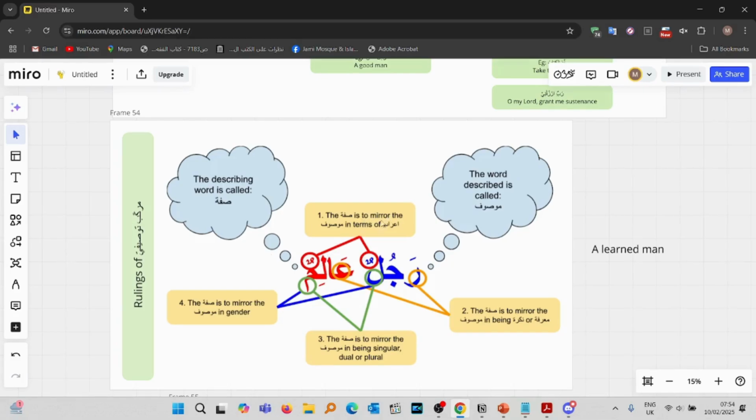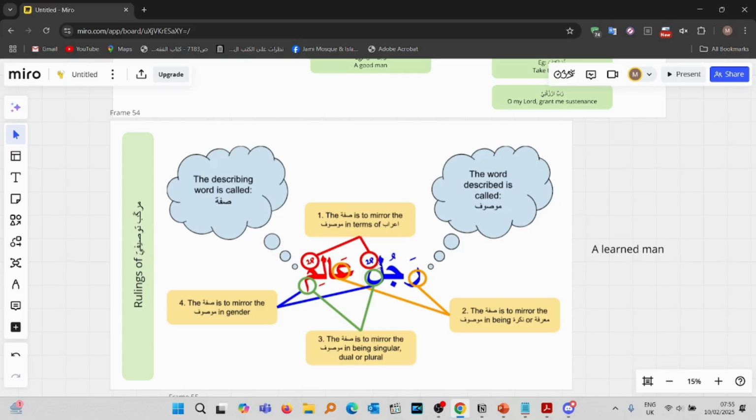The sifa is to mirror the mawsuf in terms of i'rab. The sifa, which is the adjective, the second part, is to mirror the mawsuf, which is the first part, the thing that is being described, in terms of i'rab. So the i'rab that the mawsuf has, the sifa will also copy. The sifa will copy the i'rab of the mawsuf. Does that make sense? Have you noticed over here that rajulun has two dhammas? Hence the sifa also has two dhammas.